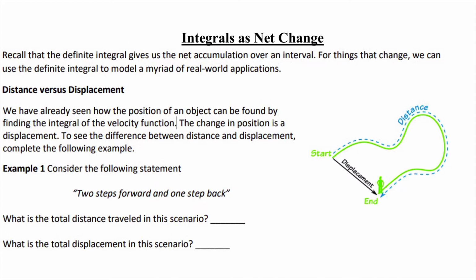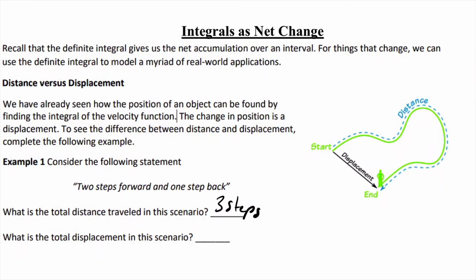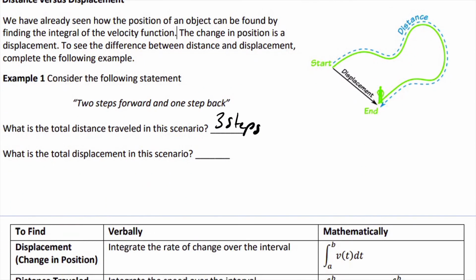So, example: 2 steps forward, 1 step back. What's the total distance? Well, I took a total of 3 steps, right? So the total steps taken are 3 steps. What's the total displacement? Well, if I took 2 steps forward and then 1 step back, I'm 1 step away from where I started.